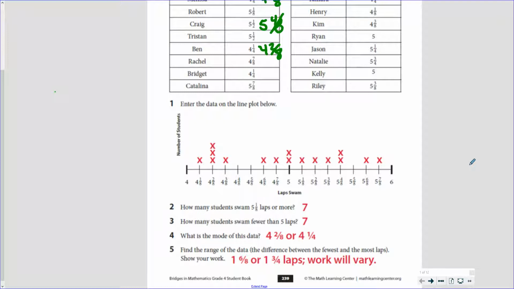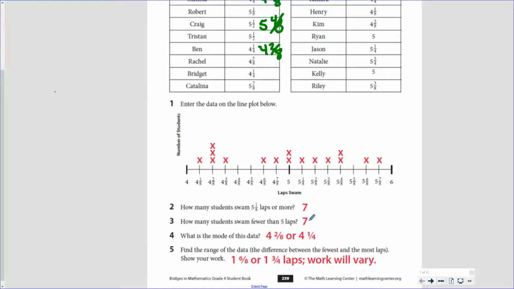For number 2, it said how many students swam 5 1/8 laps or more. What that means is you want to start counting these X's at 5 1/8 laps. So if I count this X, that's 1, 2, 3, 4, 5, 6, 7. That's how we ended up coming up with that answer of 7. And then the same way for number 3, it said how many students swam fewer than 5 laps. We don't want to start at 5, we want to start at less than 5. So I would start over here at 4 7/8. Count that X, that's 1, 2, 3, 4, 5, 6, 7. That's how they came up with their answer of 7.